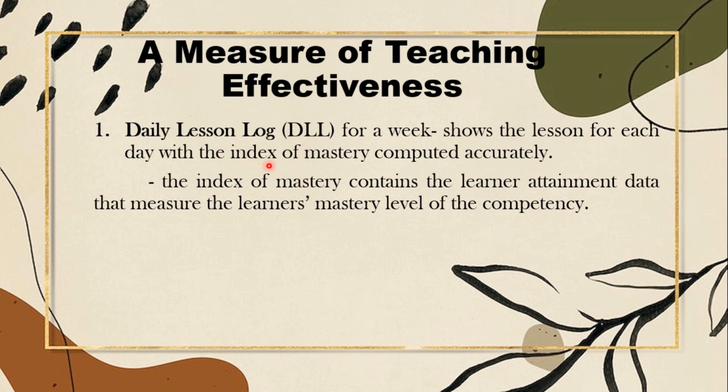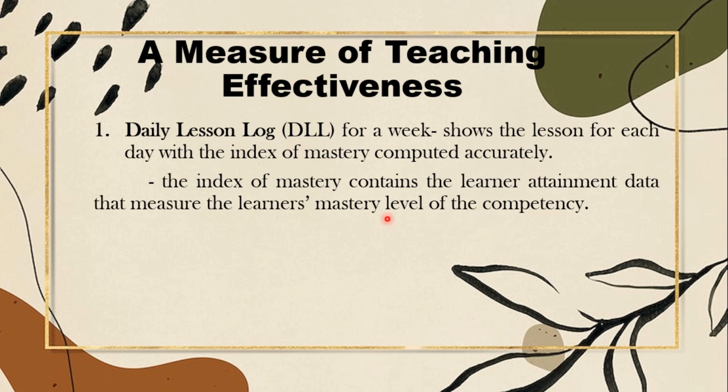Let us now take a look at the different documents that teachers can use to monitor learners' performance. Number one, we have the DLL, or what we call the daily lesson log. This is for a week that shows the lesson for each day with the index of mastery computed accurately. The index of mastery contains the learner's attainment that measures the learner's mastery level of competency.